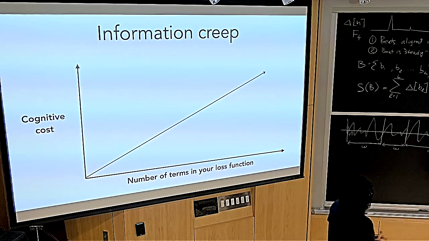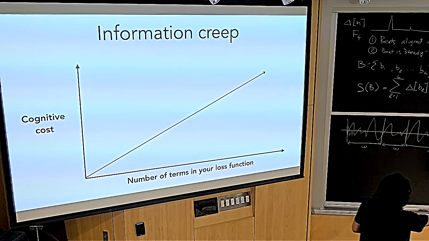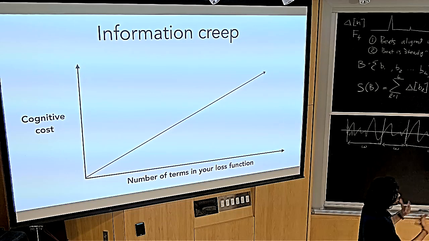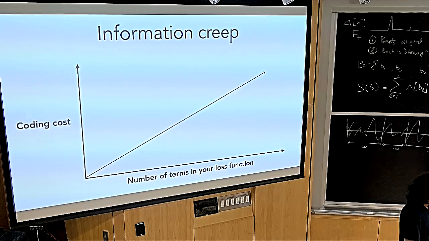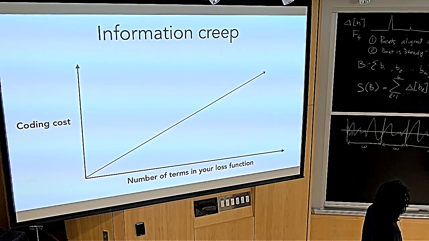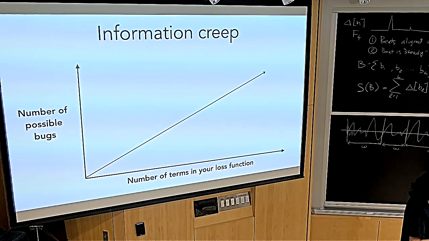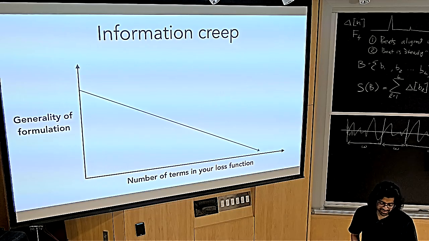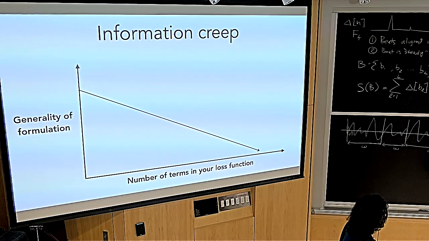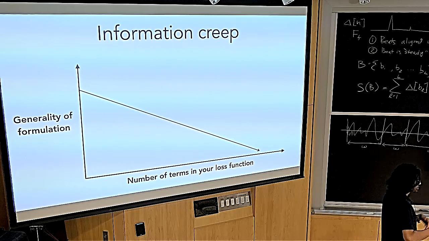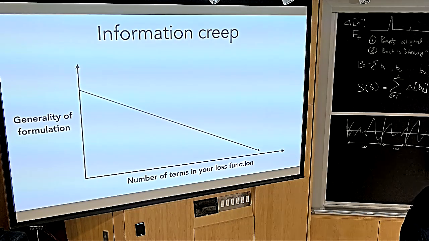But then you have the cost. With every term in your loss function, there's a cognitive cost for the reader, and even for you to understand and explain your method to other people. There's a coding cost that increases with the number of terms, and the number of possible bugs also increases. What gets lost is the generality of the formulation. You didn't actually get to the core of the method, or understand the core methodological thing that actually makes the problem work.